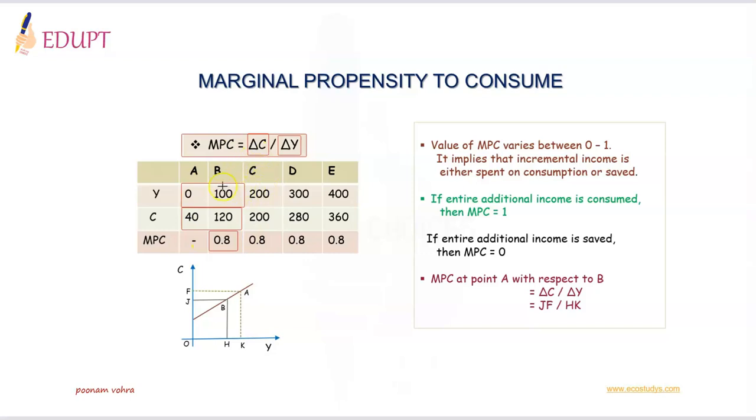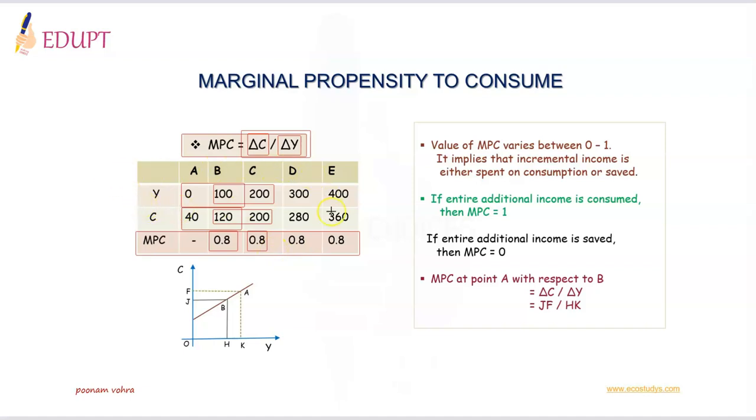For option C, once again there is a change in income from 100 to 200. Change in consumption is from 120 to 200. Once again it is 100 and it is 80. So 80 by 100 you get 0.8. Similarly, one finds MPC in each case, and one can observe that MPC does not change, it remains the same, 0.8, implying that change in consumption due to change in income is to the extent of 80%.